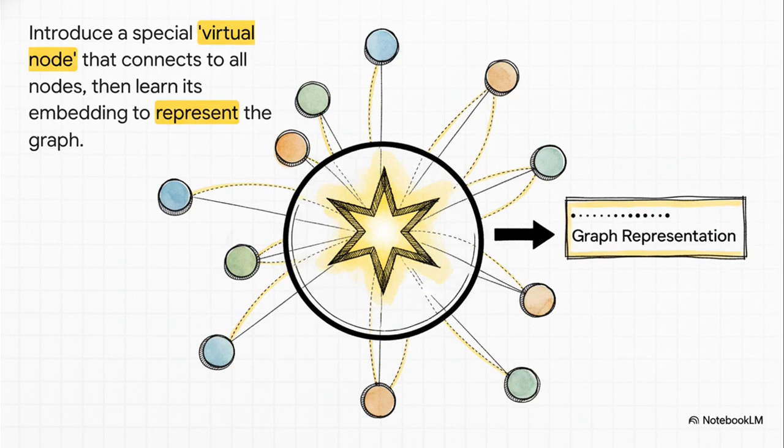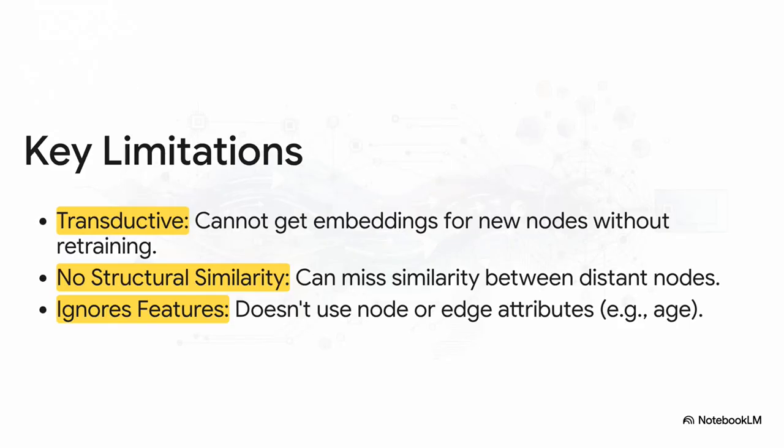Another slightly more creative method is to introduce a special virtual node. You add this node to your graph and create a connection from it to every other real node. Then, you just run the embedding process, and the vector you learn for that single virtual node becomes the representation for the entire graph.